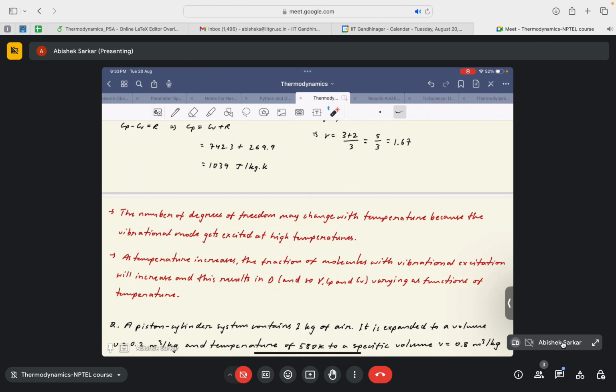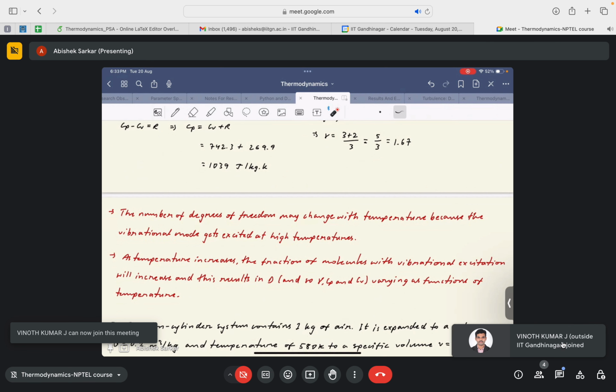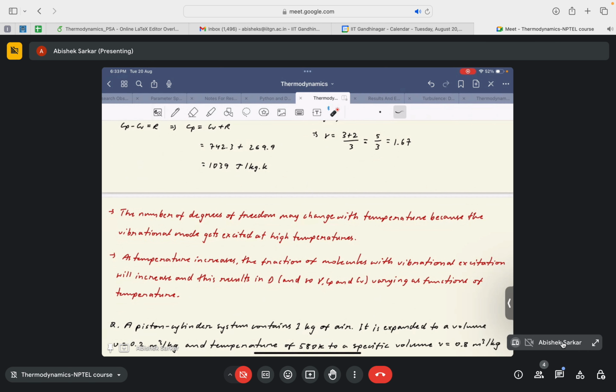So these are two statements I wanted to discuss before going to the problem. The number of degrees of freedom may change with temperature because of the vibrational modes getting excited at higher temperatures. If the temperature is increased, the vibrational mode of the gas molecules will get excited. The atoms within the gas molecules will tend to have the vibrational mode as another degree of freedom. So the number of degrees of freedom would increase as the temperature is increased, right? So the degrees of freedom would change.